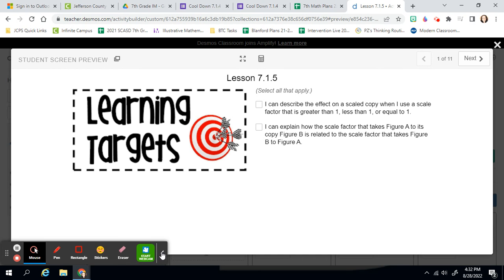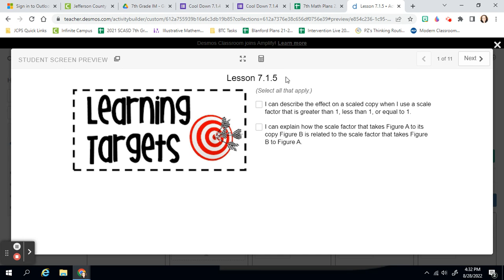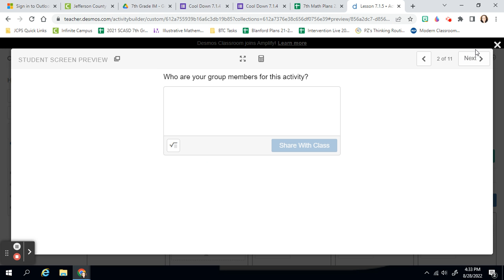Hello, today we're going to be doing lesson 7.15, and our learning targets for today are that we can describe the effect on a scale copy when we use a scale factor that's greater than, less than, or equal to 1. We're also going to be able to explain how the scale factor that takes a figure A to its copy B is related to the scale factor that takes B to the figure A. So let's go ahead and see what we have here.